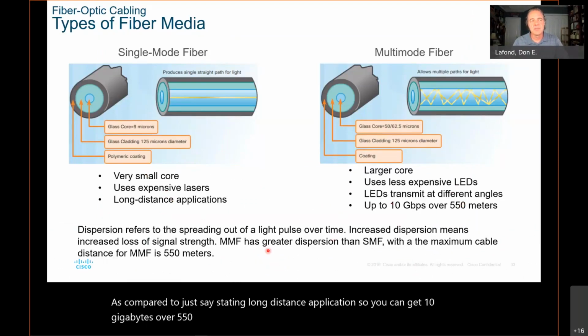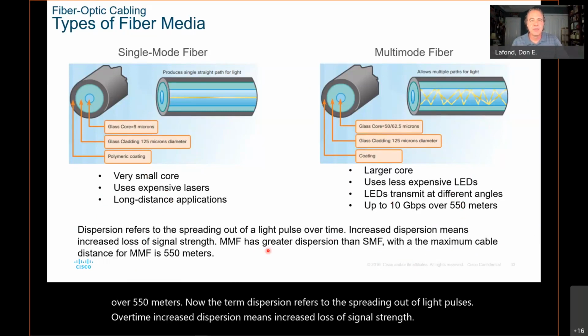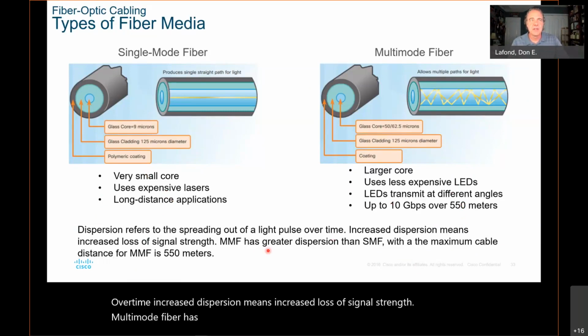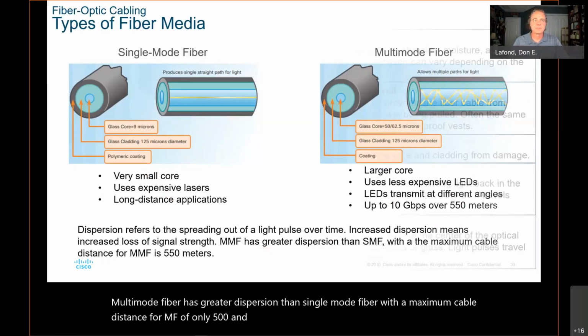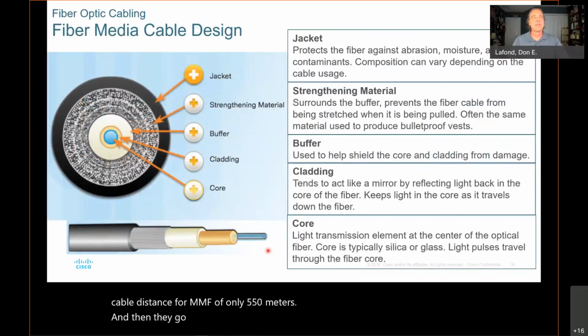Now, the term dispersion refers to the spreading out of light pulses over time. Increased dispersion means increased loss of signal strength. Multi-mode fiber has greater dispersion than single mode fiber, with a maximum cable distance for MMF of only 550 meters. And then they go into a little bit more specific, talking about the specifics.